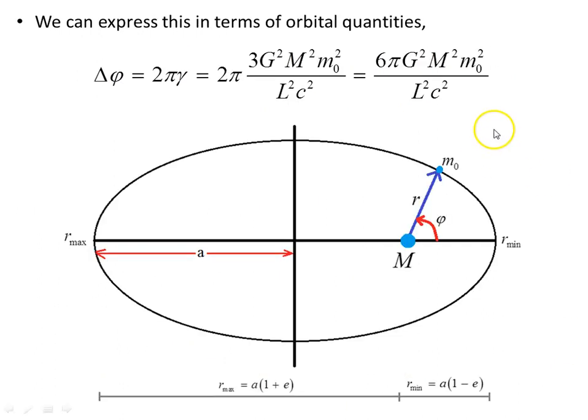Next thing. We can express these terms in terms of orbital quantities. So delta phi is 2 pi gamma. Remember, gamma was a constant we defined earlier, and tidying it up a bit, we have 6 pi G squared m0 squared on L squared c squared. Here m0 was our mass in orbit around this other mass, capital M, angle phi, r the radius of separation, perihelion at r min, aphelion at r max, semi-major axis a here, and these quantities down here.